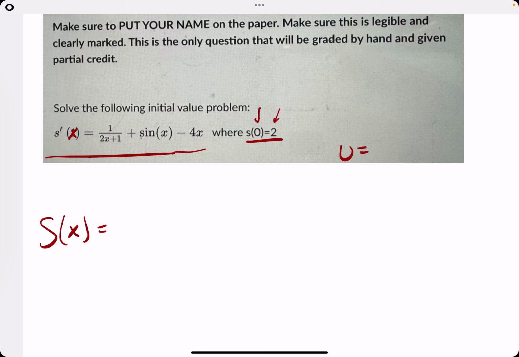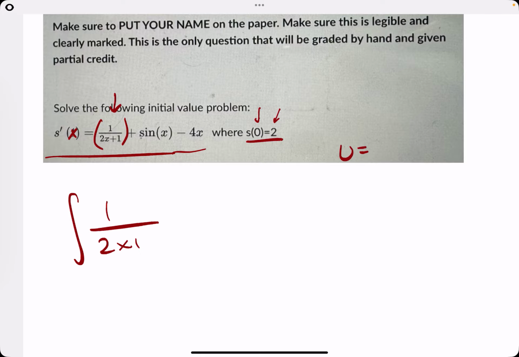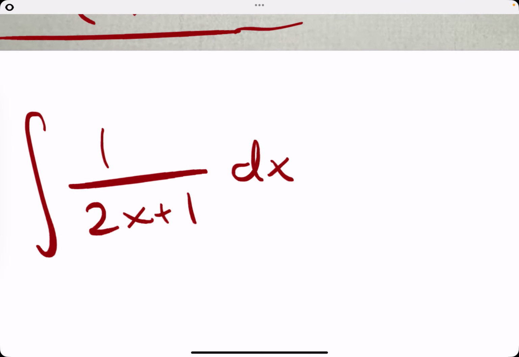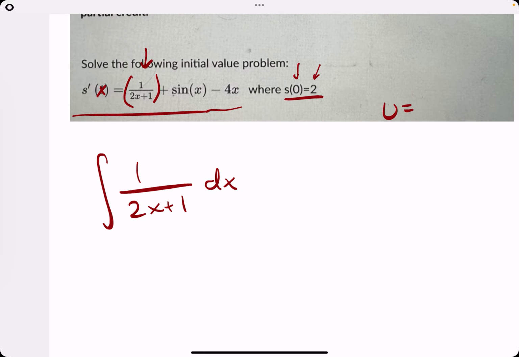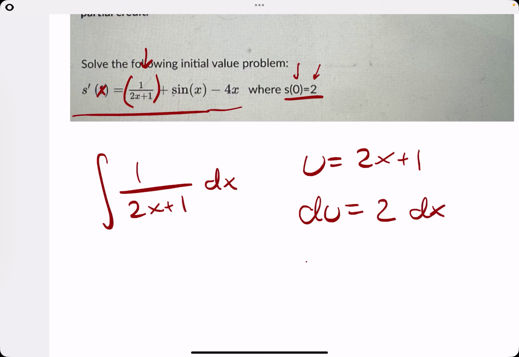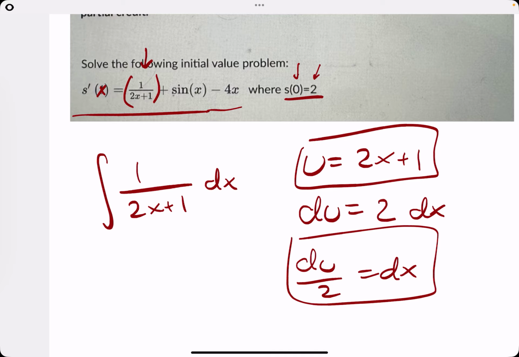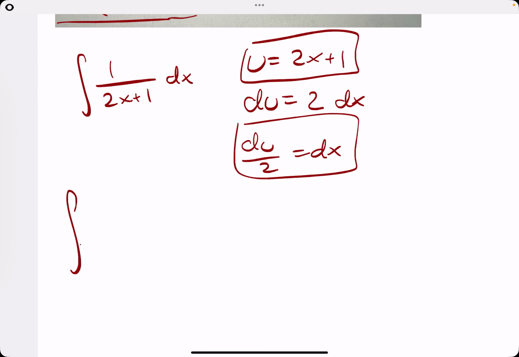You'd likely want to use u sub for this first one right here. So 1 over, let me break it down like this for you. We're integrating or finding the antiderivative of 1 over 2x plus 1. So we're going to break it down piece by piece. Our u is 2x plus 1. Our du is 2 dx. Our du over 2 is equal to dx. We solve for dx.